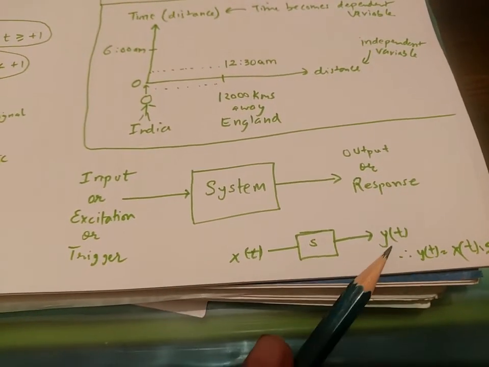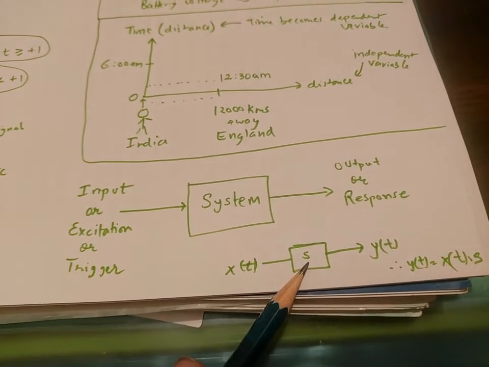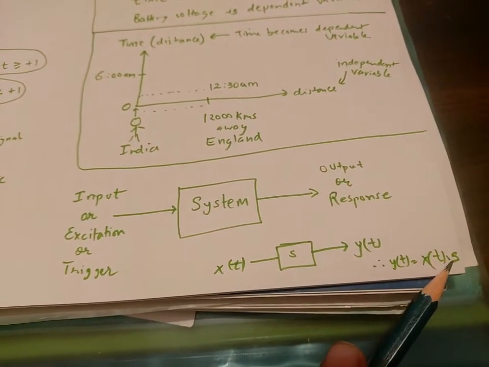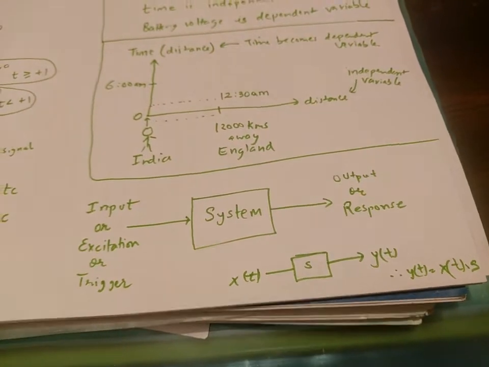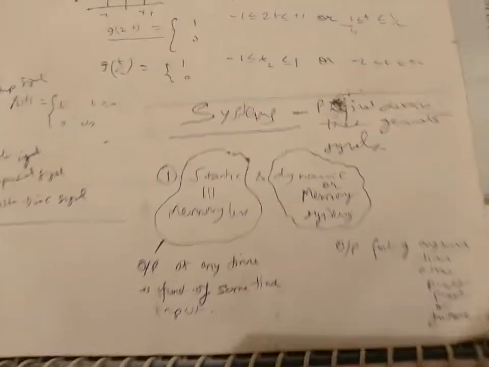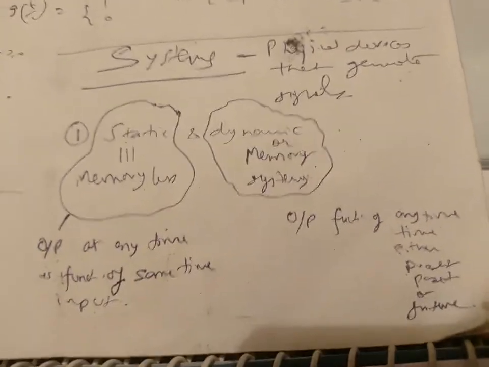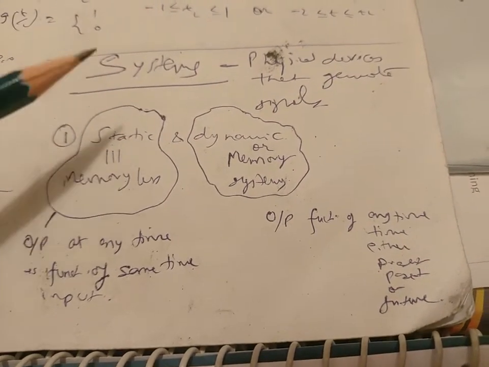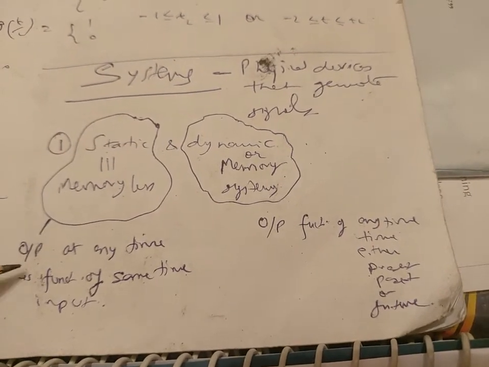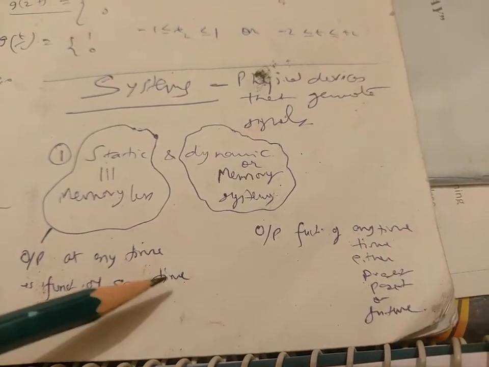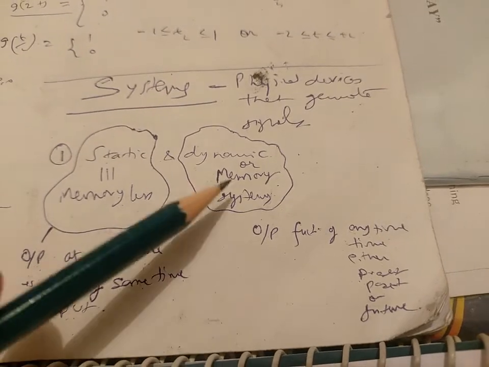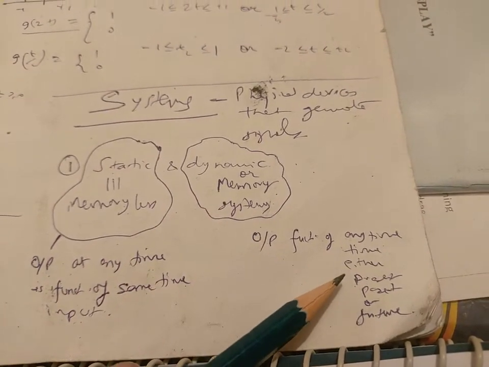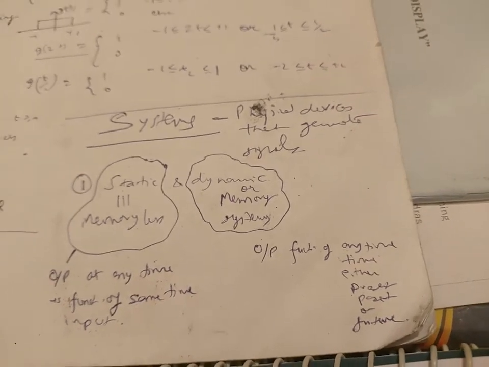There is an input, there is an output, and the system behavior is there, that is defined as y is equal to x(t) coupled with some system behavior. So suppose there is this system static, which is also known as memoryless. The characteristic of such a system is that the output at any time is a function of the same time input, and dynamic is the output as a function of any time, either present, past, or future.